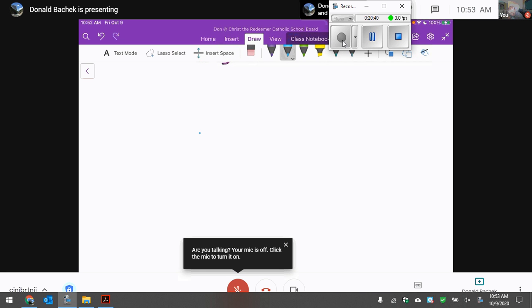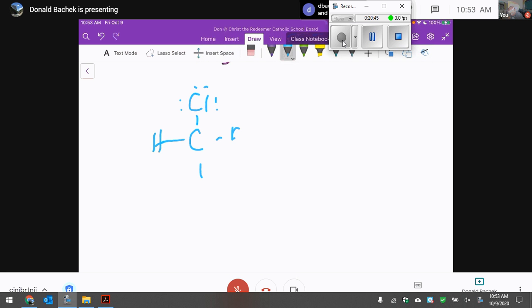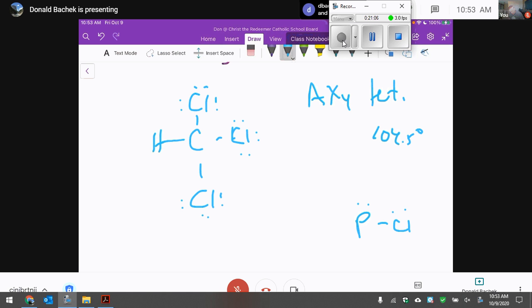CH3Cl. Again, you can put the Cl wherever, or the H's wherever you want. That's AX4 tetrahedral. That's 104.5, polar, right? Etc. Okay, probably dipole dipole in that case. PCl3 would look a little something like this here. Okay, PCl3, that's trigonal pyramidal. Don't forget AX3E trigonal pyramidal.